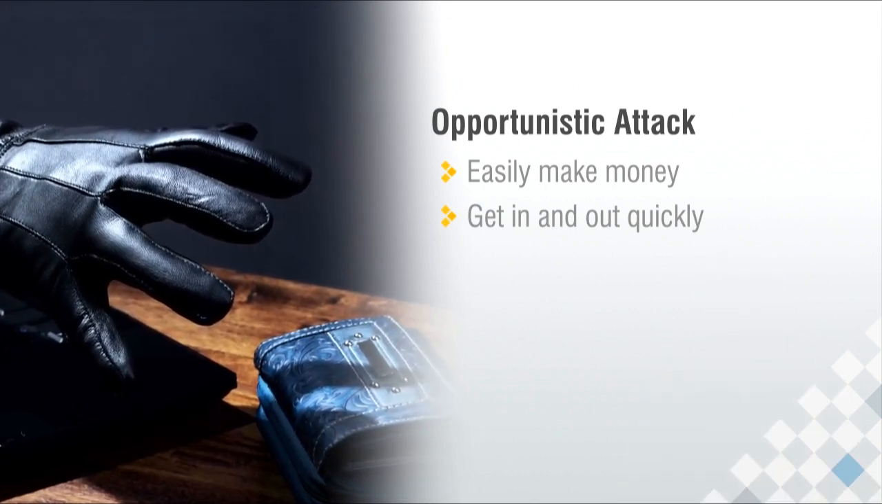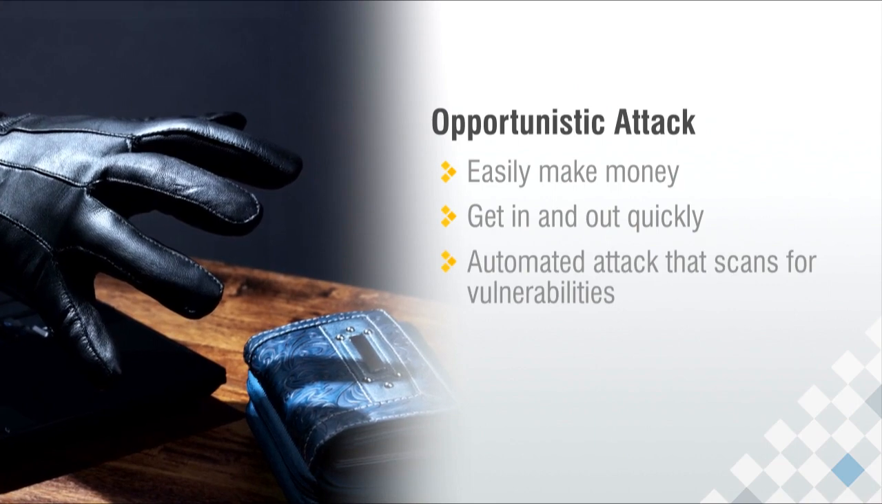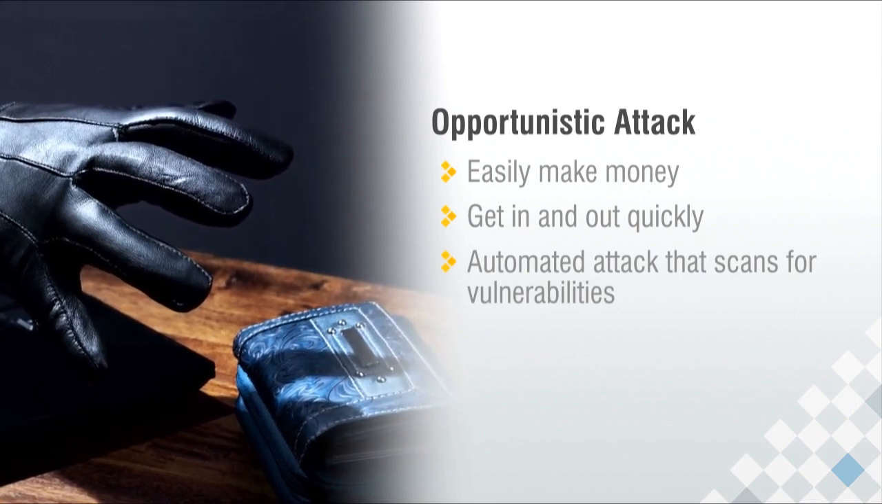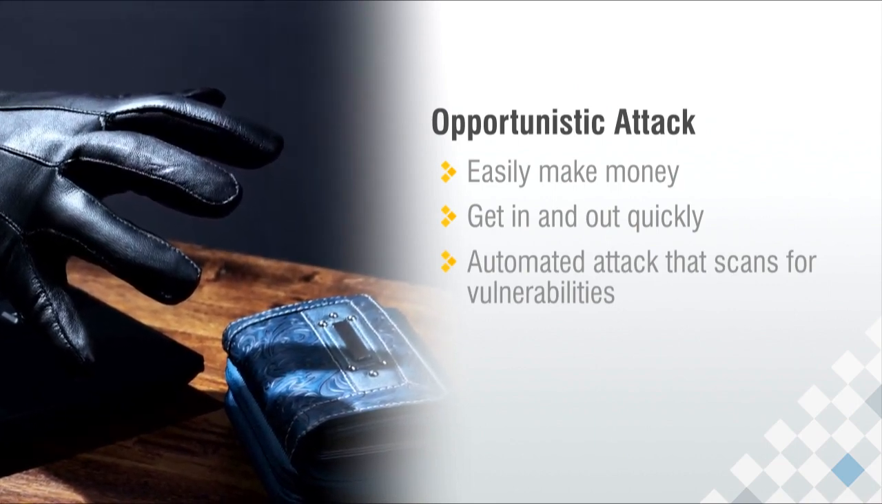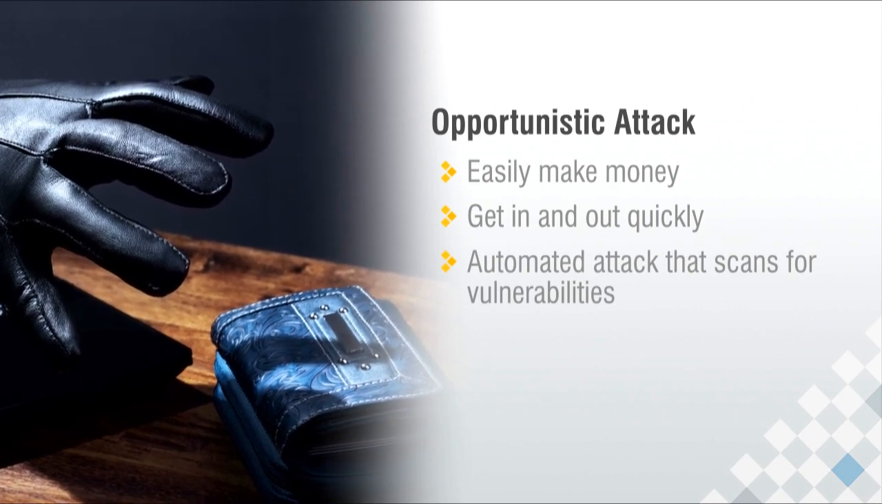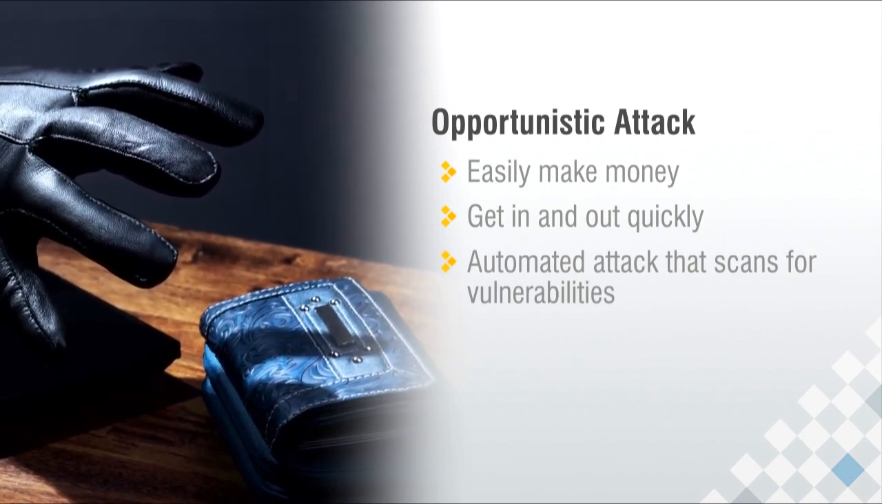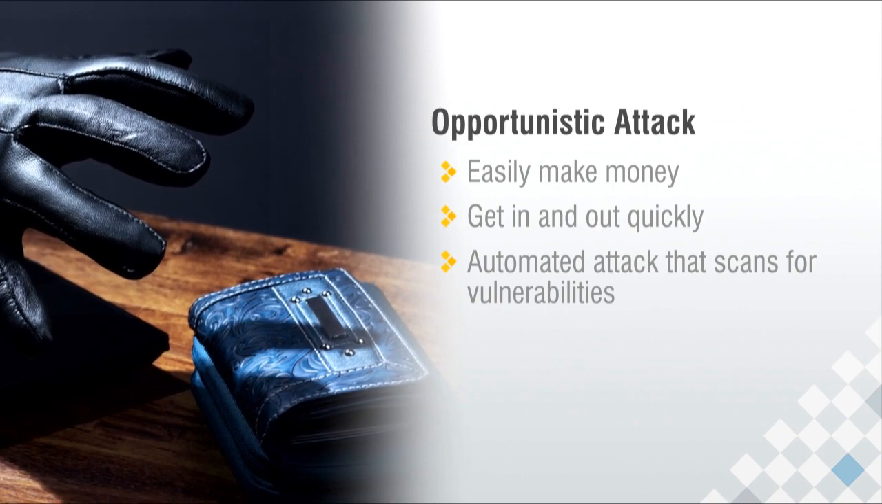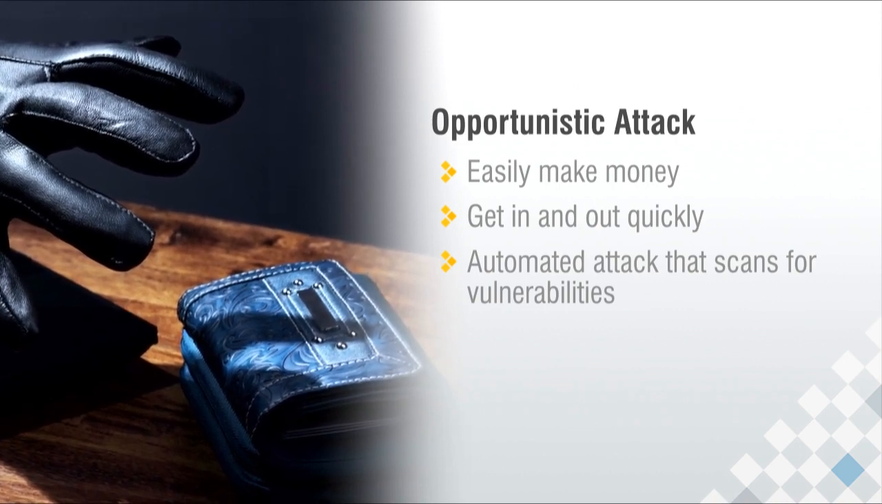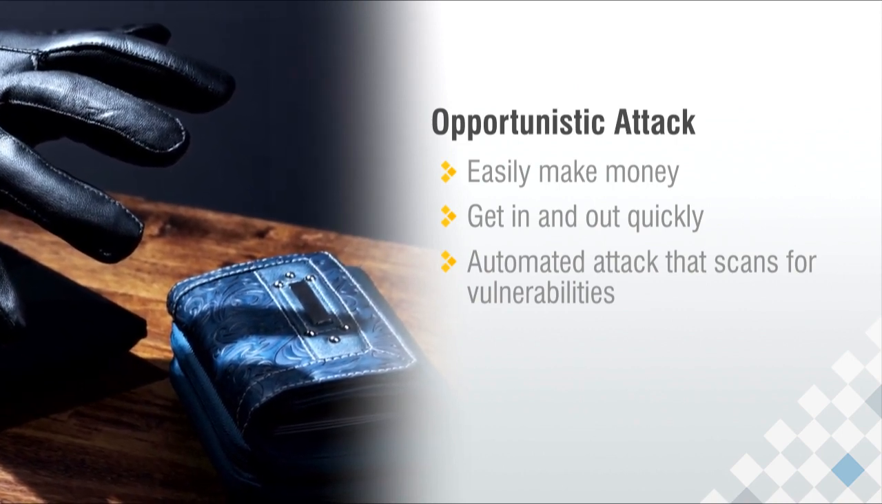An opportunistic attack is usually automated and involves scanning a wide range of systems for known vulnerabilities, such as old software, exposed ports, poorly secured networks, default configurations, and so on. When one is found, the attacker will exploit the vulnerability, steal what they need, and get out.